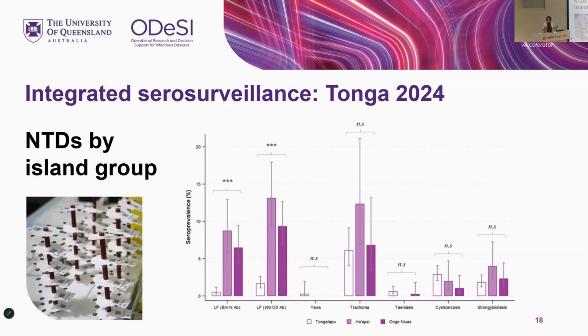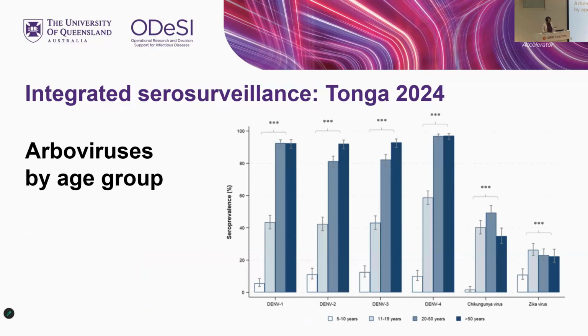And knowing this information will help you target your public health interventions, design your public health programs, etc. These are arboviruses. So again, each block is a different arbovirus, dengue 1, 2, 3, 4, chikungunya, Zika, and each color is a different age group. So you can look at things by location, by age group, and this will be important for informing dengue vaccination recommendations. However, they've just had another dengue outbreak, so this is probably going to look very different right now.